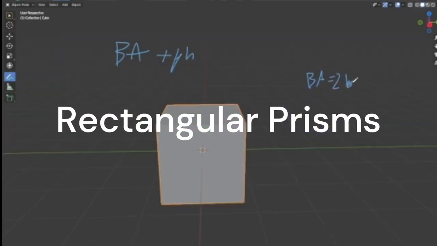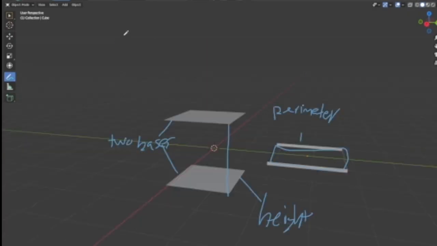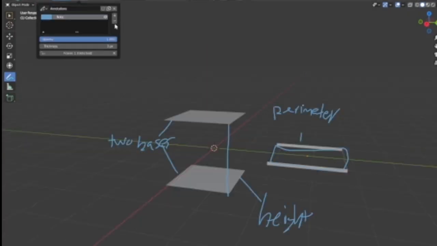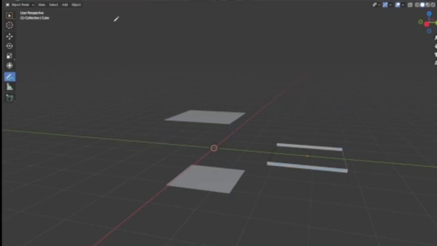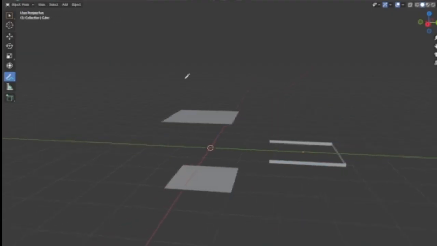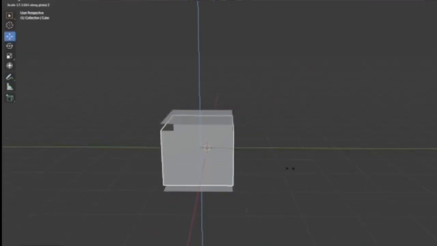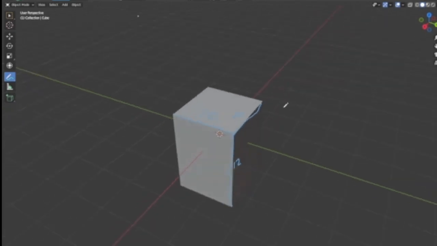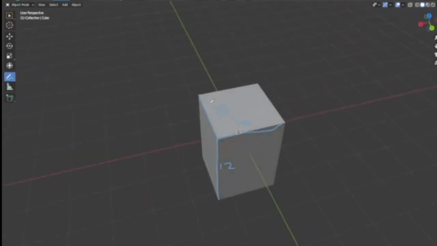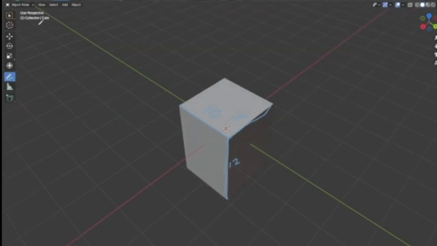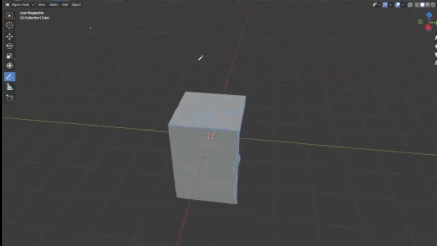Next up is a cube, or a rectangular prism. A cube's surface area is calculated by getting the two bases plus PH, which is perimeter times height. Question 2. Find the surface area of a rectangular prism where its length is 10, width is 10, and height is 12.